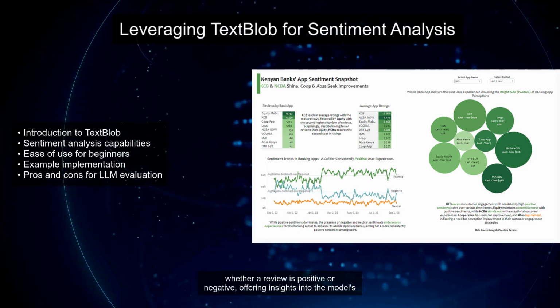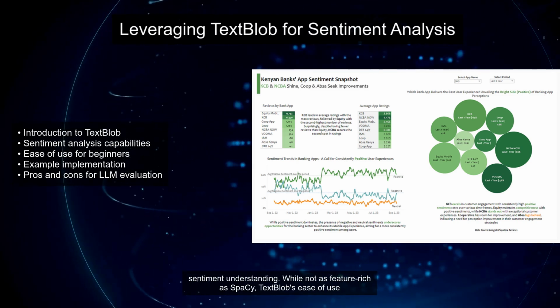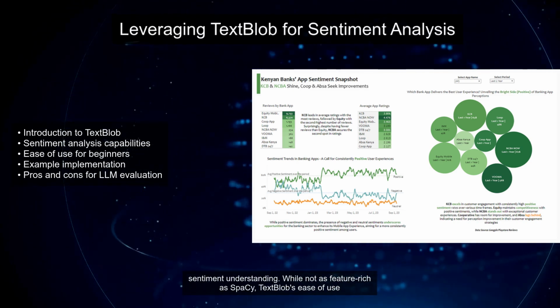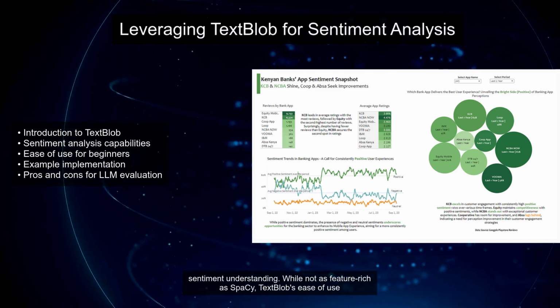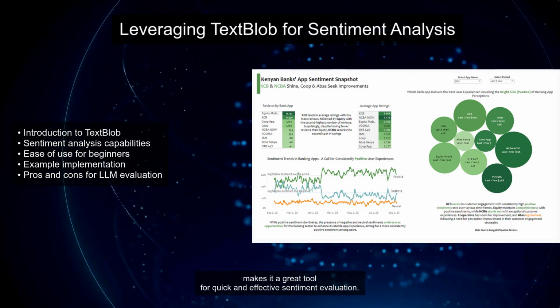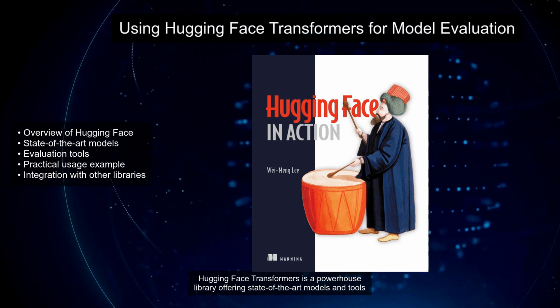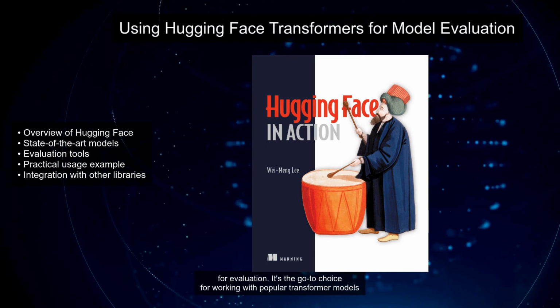TextBlob can quickly determine whether a review is positive or negative, offering insights into the model's sentiment understanding. While not as feature-rich as SpaCy, TextBlob's ease of use makes it a great tool for quick and effective sentiment evaluation. Hugging Face Transformers is a powerhouse library offering state-of-the-art models and tools for evaluation.